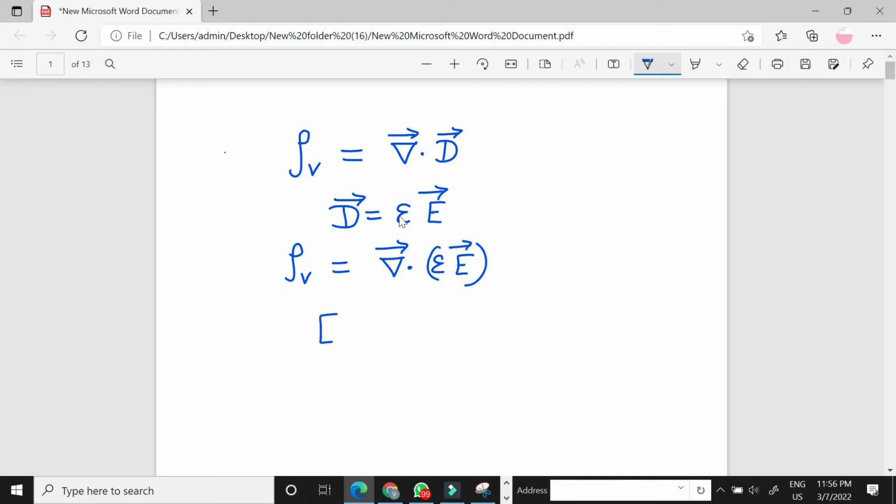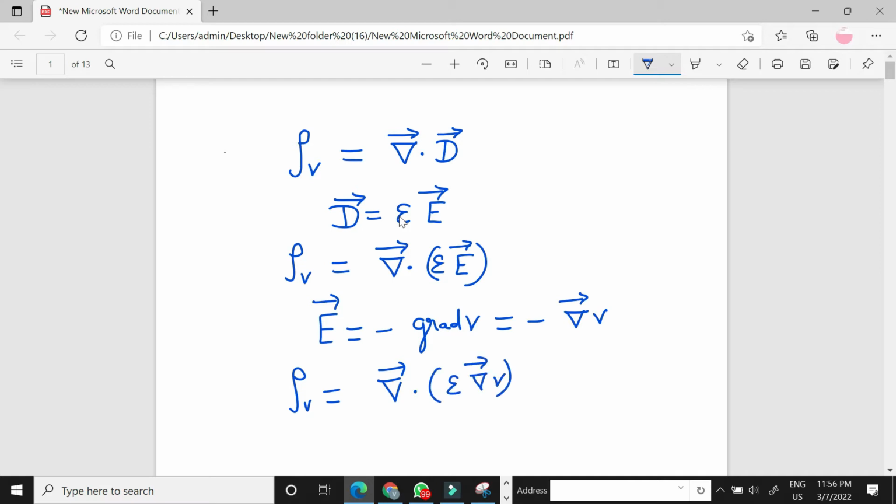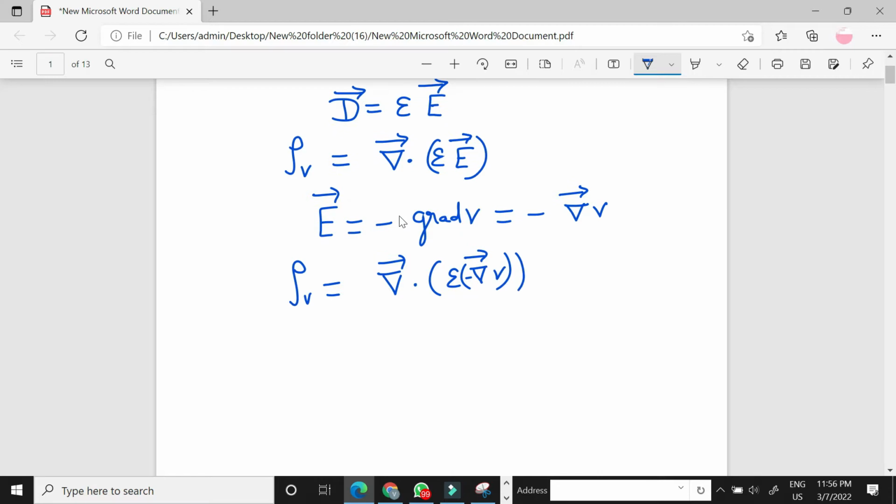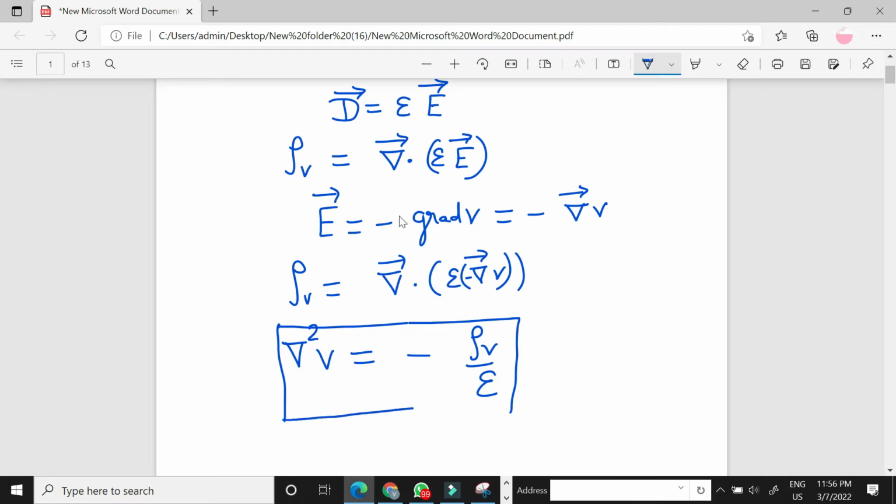Also E is equal to minus of the gradient of V, meaning minus of del V. Now this equation becomes del square V is equal to minus rho V upon epsilon, and this equation is known as Poisson's equation.